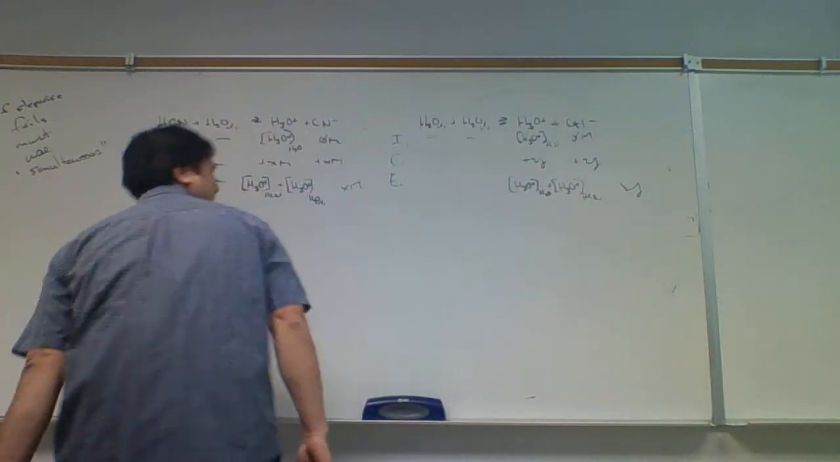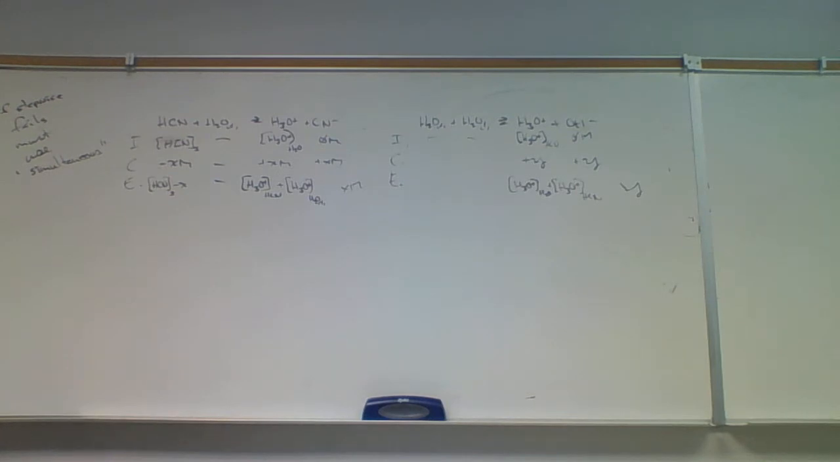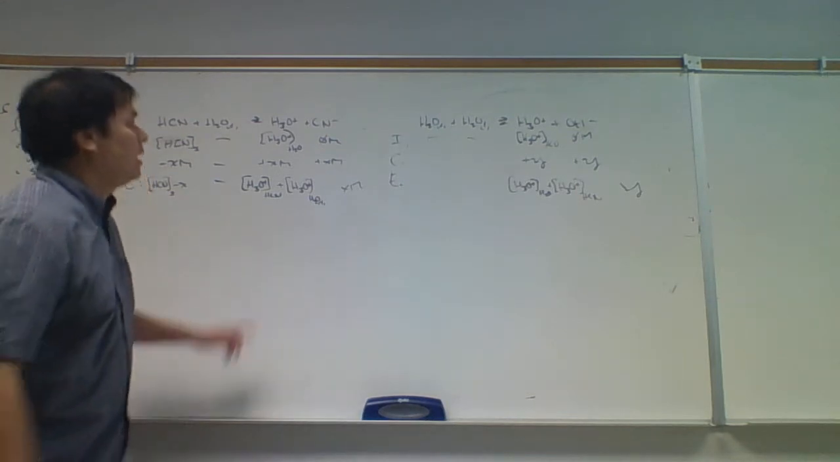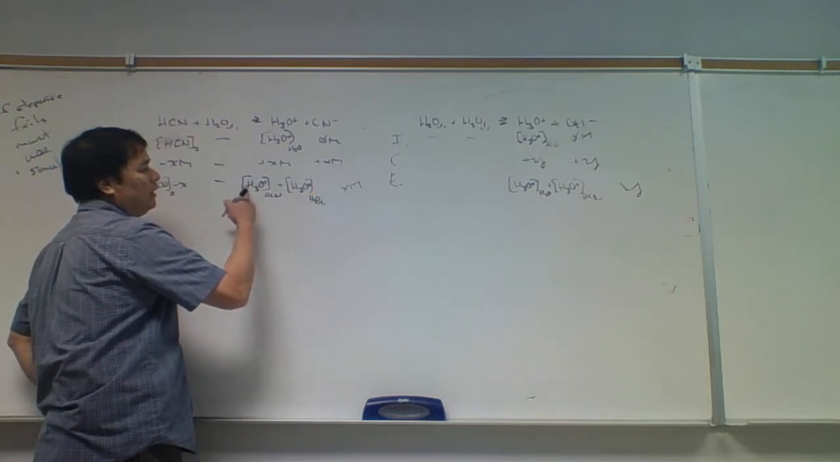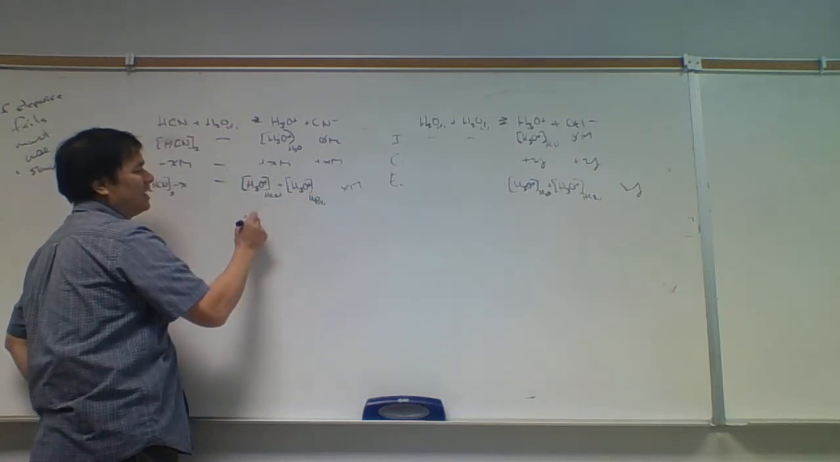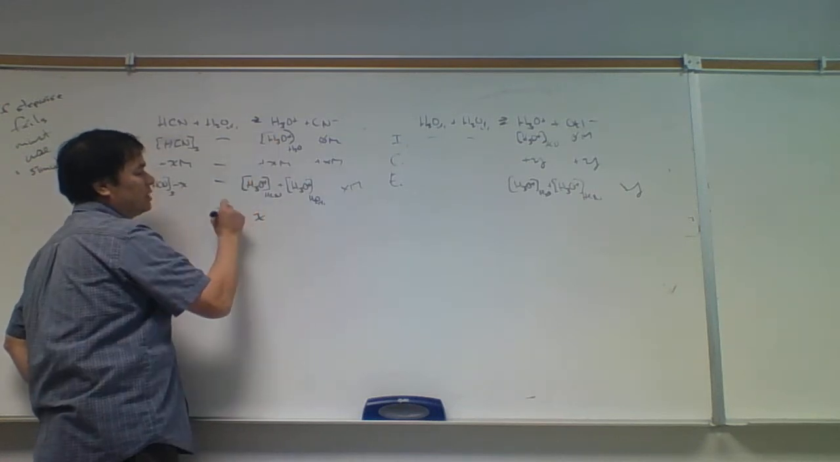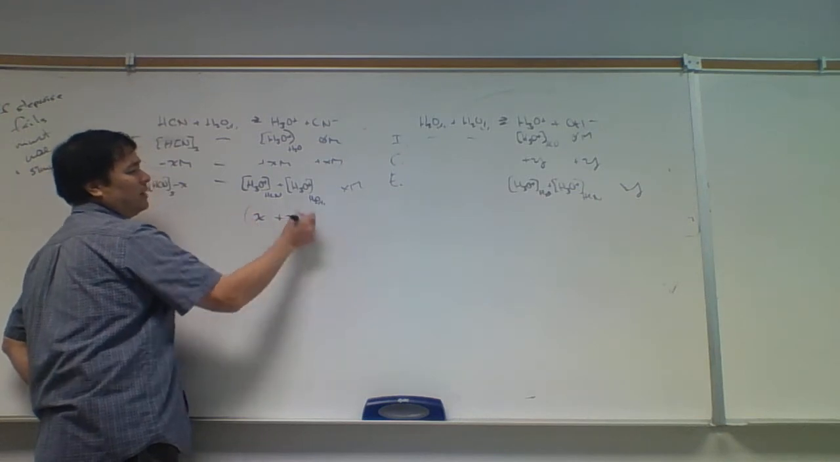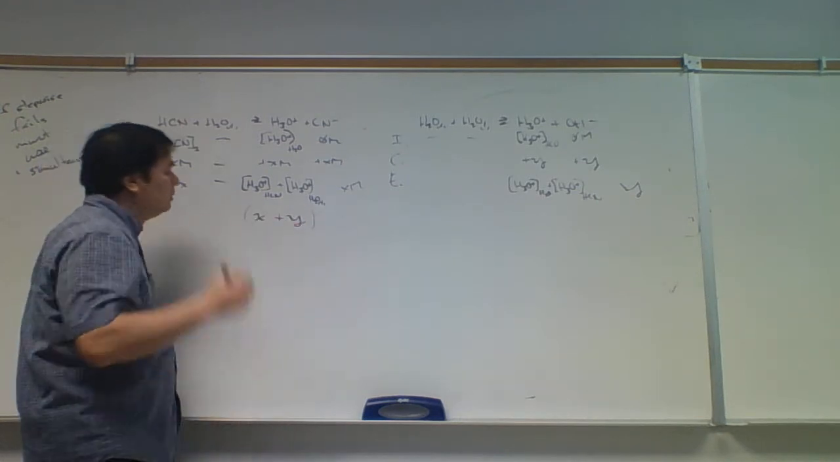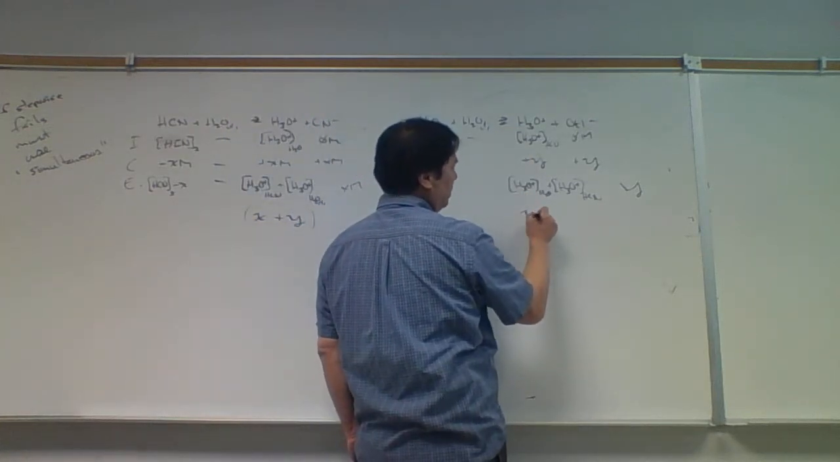All right, now you can see this. The hydronium from the water we call y, and the hydronium from the HCN we call x. And so at equilibrium, the hydronium concentration is going to be x plus y. That would be the hydronium from here. And then over here, the hydronium at equilibrium is going to be y plus x.